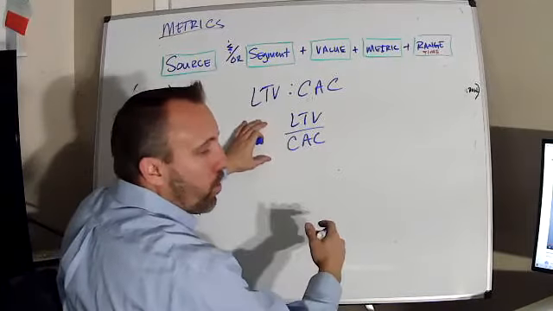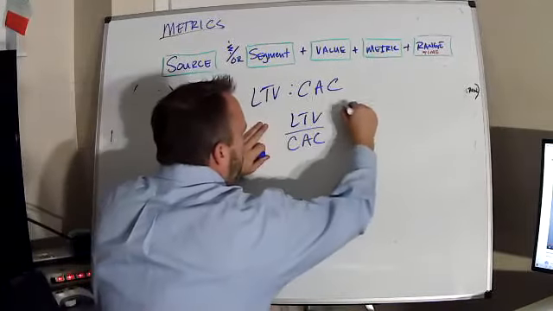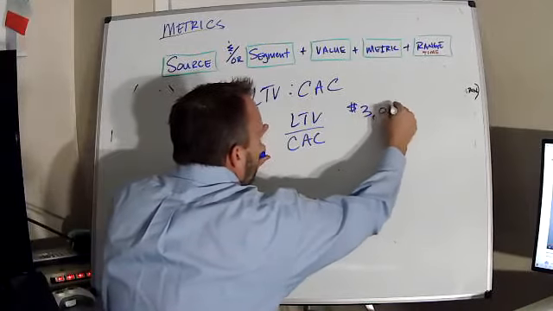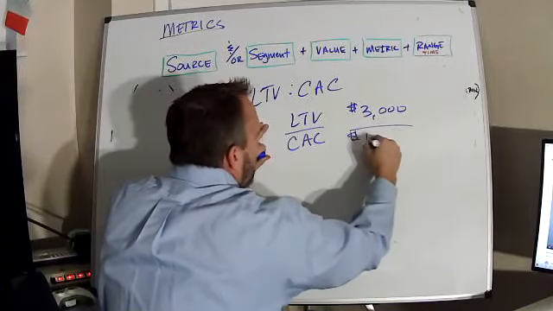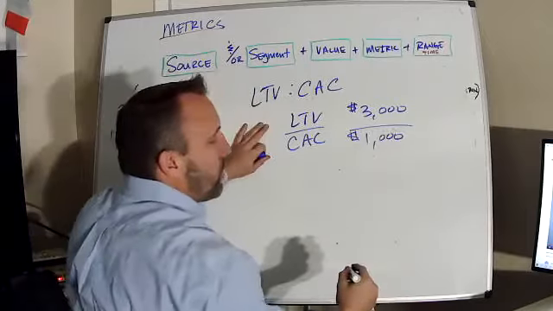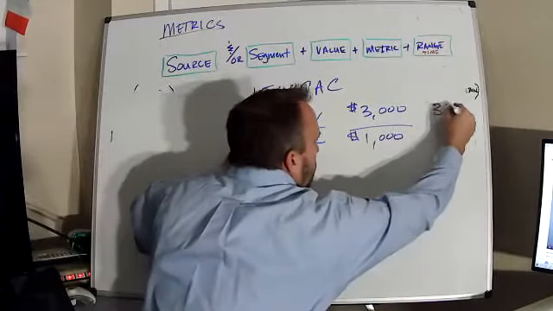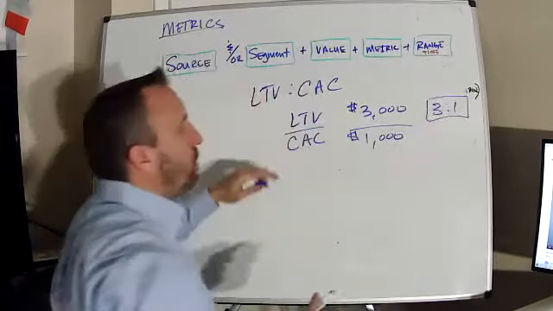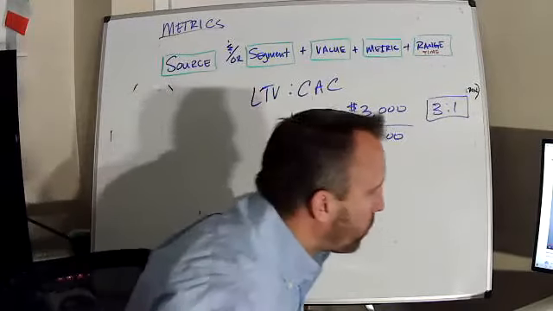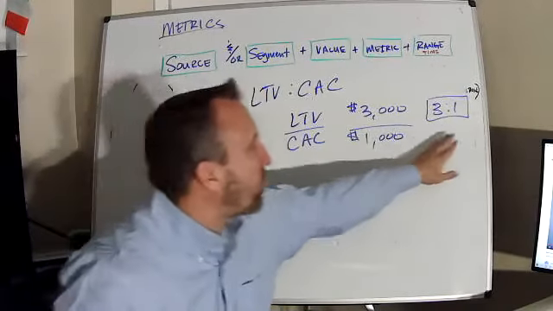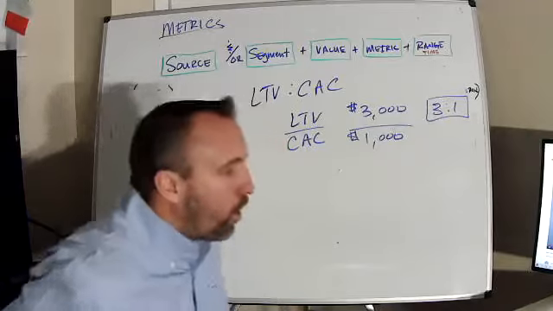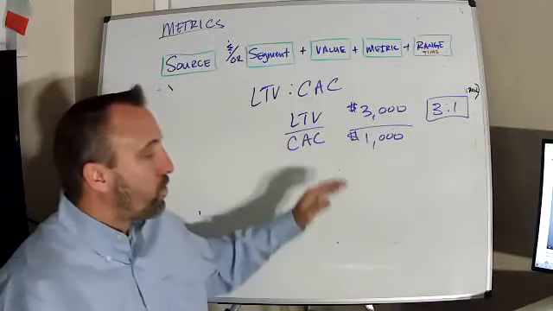If we decided that our lifetime value of the customer, for example, is $3,000, and it costs $1,000 to acquire them, that's a 3-to-1 ratio of customer lifetime value to customer acquisition cost. That gives us our ratio of where we're at. What you do with this ratio is really interesting.